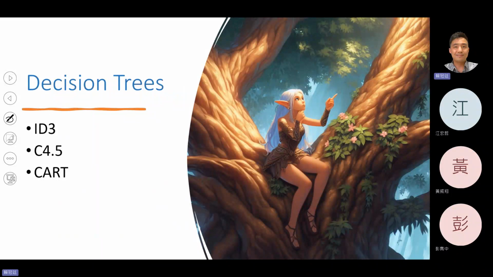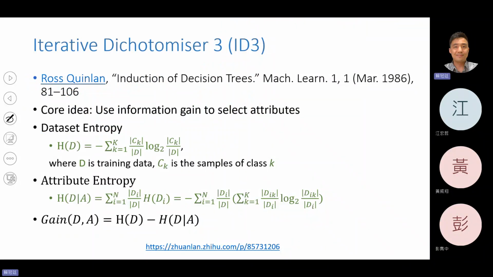So let's briefly introduce decision trees, okay? The decision tree we just built is called ID3, and there are more variants. The previous example, the decision tree algorithm model, is called the Iterative Dichotomiser. Anyway, it's called ID3. It was proposed by Ross Quinlan in the induction of decision trees. He proposed many decision tree algorithms. The core idea is to use information gain to select attributes, right?